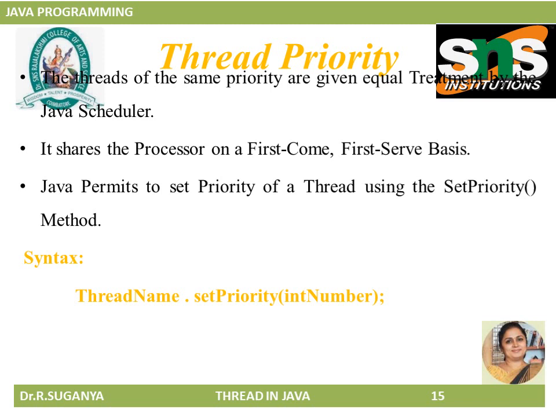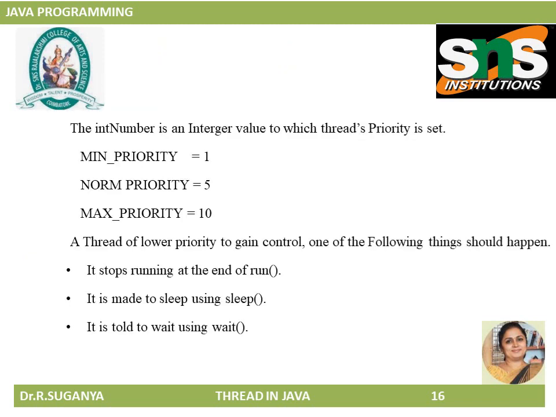Next is about thread priority. The threads of the same priority are given equal treatment. So the Java scheduler shares a processor on a first come first serve basis. Java permits us to set the priority of a thread using the setPriority method. The syntax is threadName.setPriority.